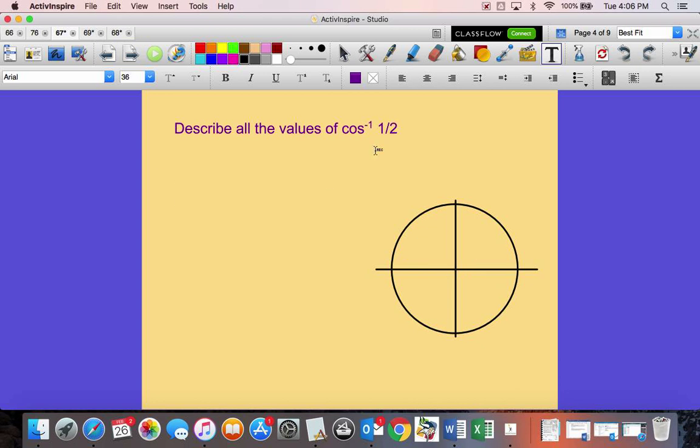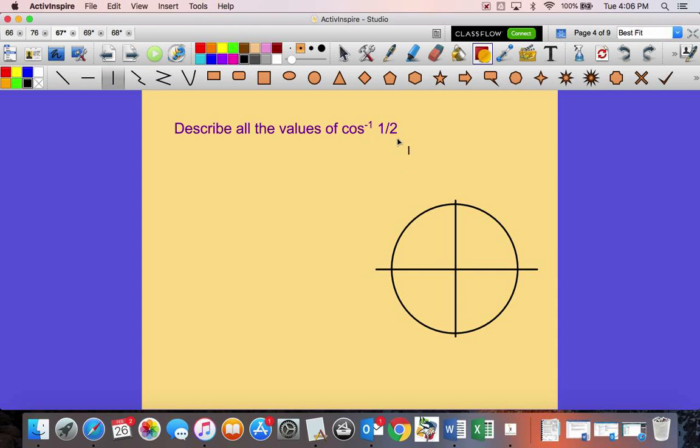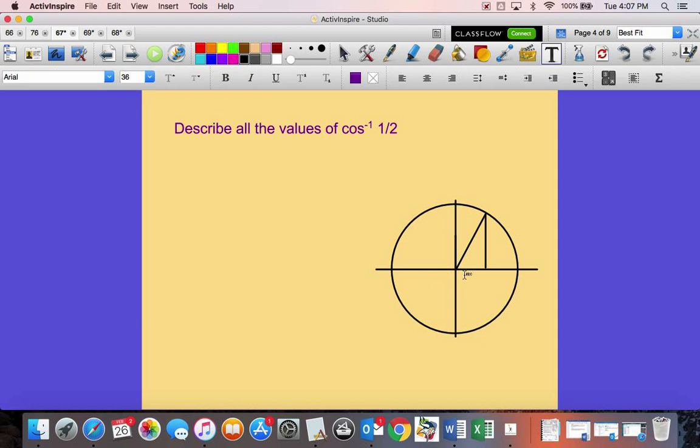Our next one: describe all the values of cosine inverse of 1/2. Well, we can draw a triangle again. Cosine is adjacent over hypotenuse, so we're looking up here somewhere. Because it's positive, we know our adjacent side is positive. So we'll draw this triangle in here with a line straight down. We know that our adjacent side is a 1, and we know that our hypotenuse is a 2. So that means our opposite side, not that it matters much, would be square root of 3.